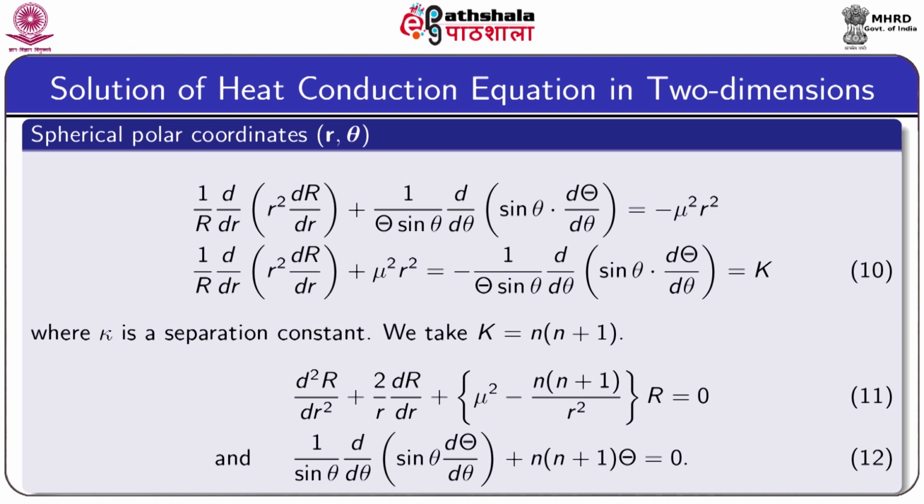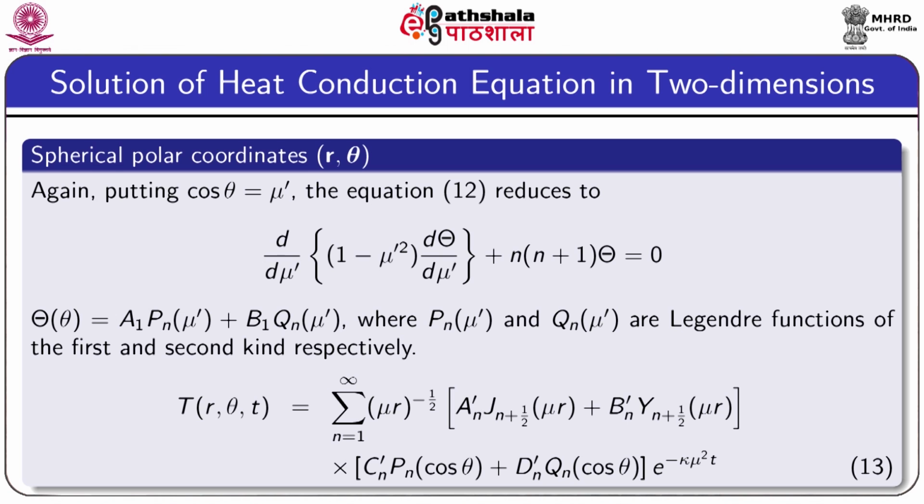Equation number 12 is not so familiar, but if we give the transformation cos theta equals mu dash, equation 12 reduces to the form written in the first equation, and this is known to all of us. This equation is known as the Legendre equation, and we all know that the solution of the Legendre equation is the Legendre function. So Theta can be written as a linear combination of two Legendre functions of the first and second kind: Theta equals a1 P_n(mu dash) plus b1 Q_n(mu dash), where P_n and Q_n are Legendre functions of the first and second kind respectively.